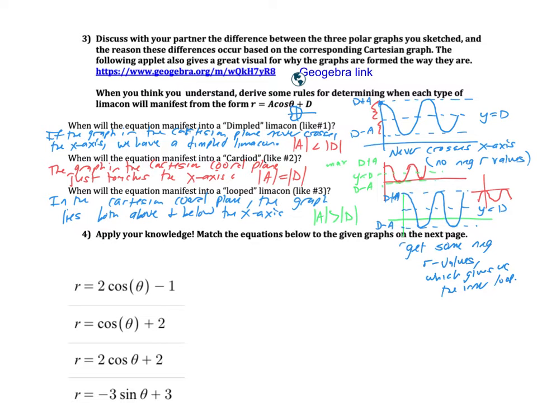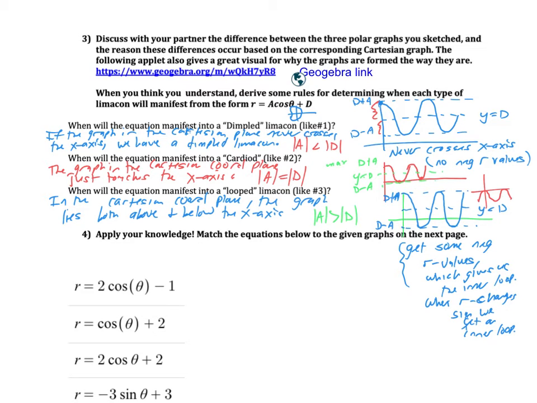Okay, so this isn't 100% correct. It just means when r changes sign, we get an inner loop. All right, so that's number 3, summarizing. And now let's try number 4.